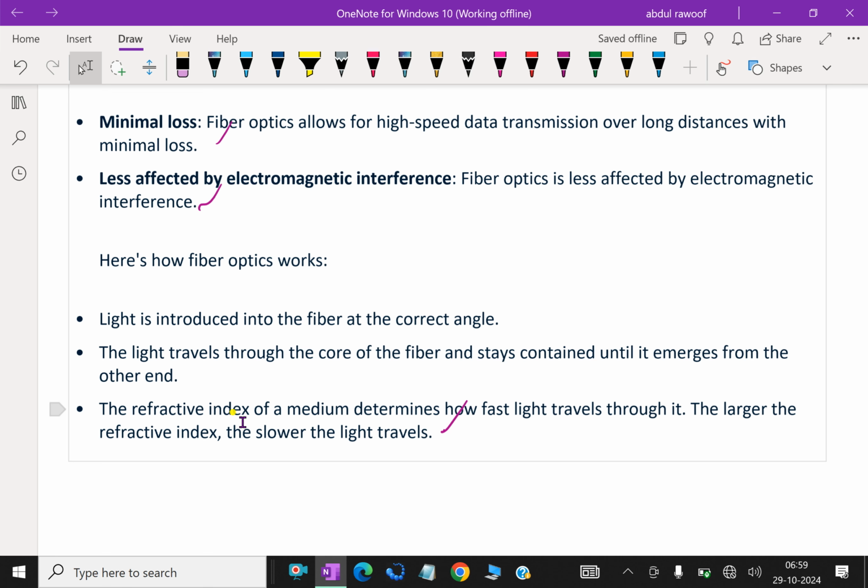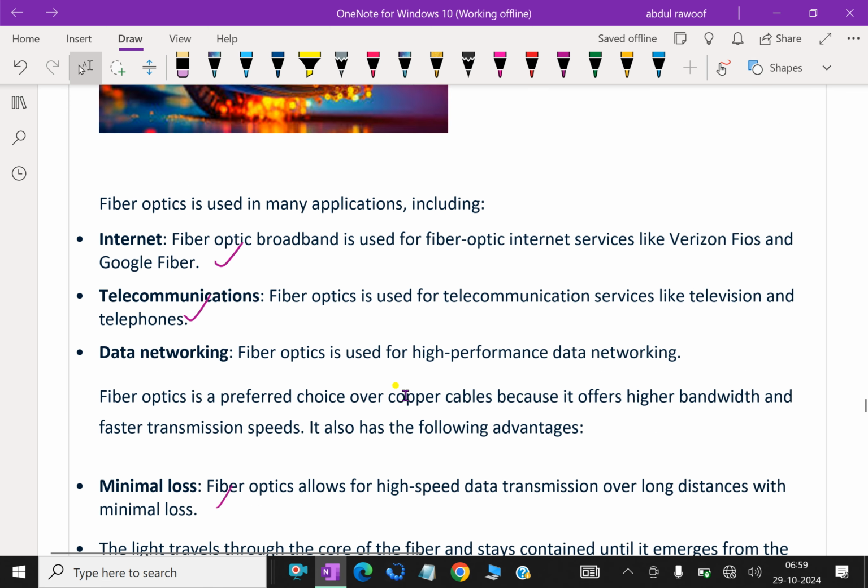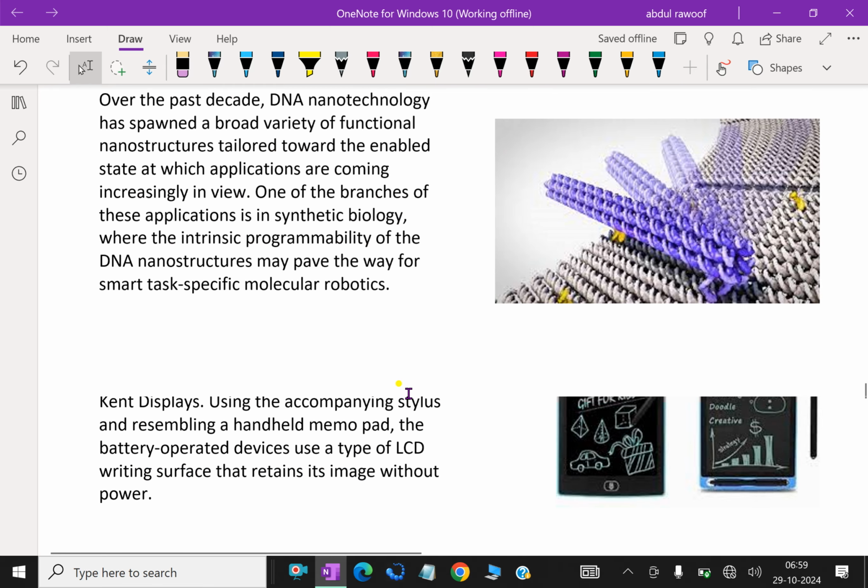So far, we have discussed broadly the elements of IT, that means information technology.